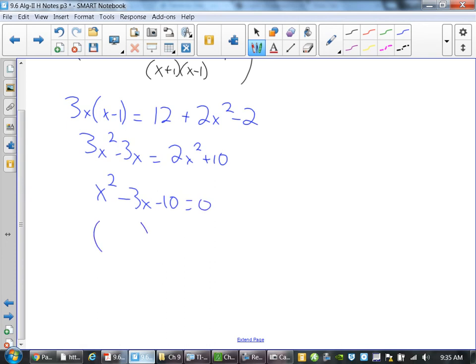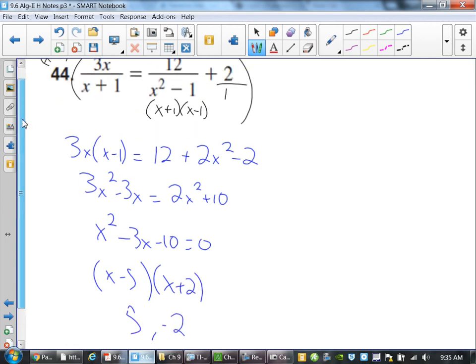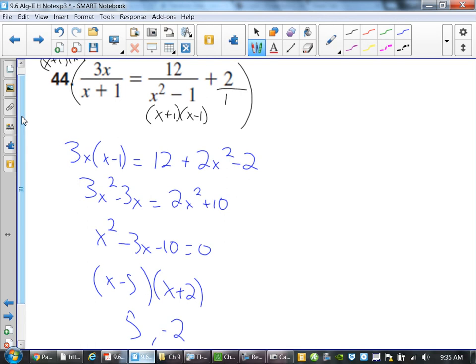Factoring it out gives us minus 5 and plus 2. We have 5 and negative 2 as our possible solutions. We check to see if they should work. Neither one of them becomes excluded, so it's just a matter of substituting in. I'm pretty sure both of those did work. It's 15 over 6, 12 over 24. They both do, yeah.